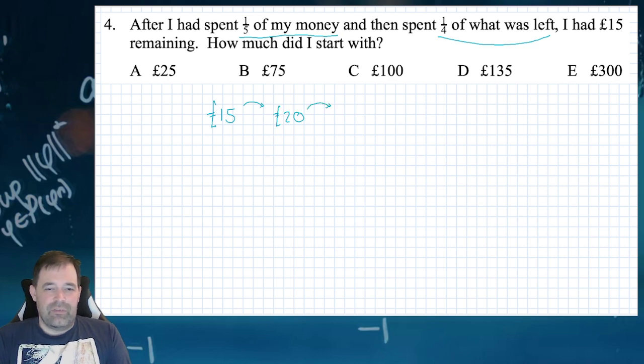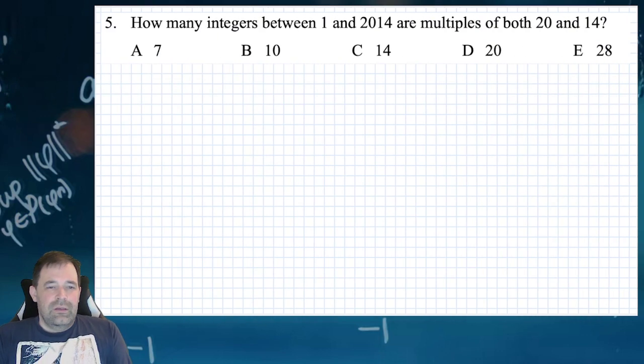So you've spent 1/5 to get to 20, so you must have started with 25. How much more? I could have just looked at the options there because it can't be any of the other ones. I should double check this. After I've spent 1/5 of my money, it gets me to 20, and then a quarter of 20 is 5, 15. Yeah, that works.